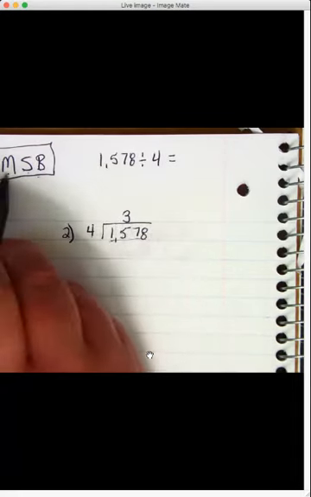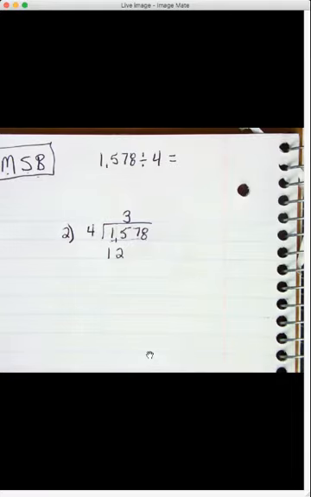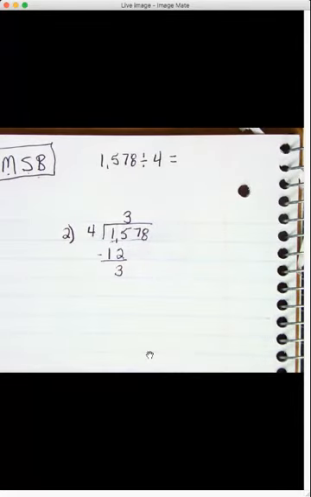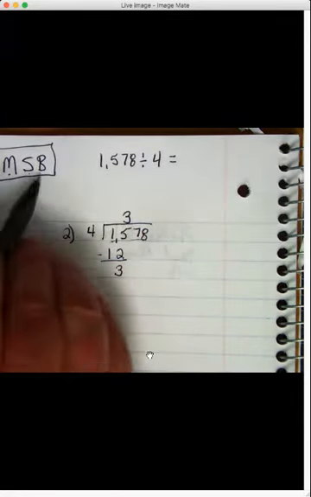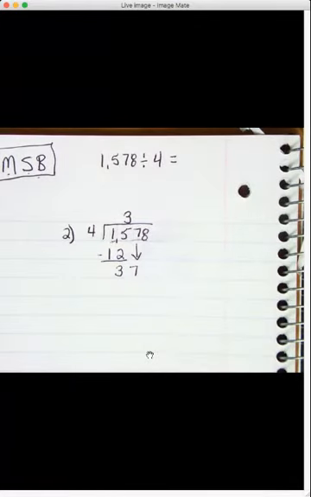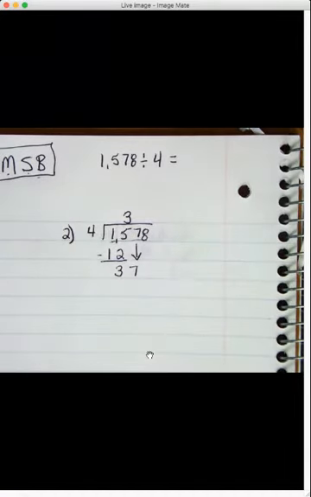That was daddy divide. Now we mama multiply. 3 times 4 is 12. Sister subtract. 15 minus 12 is 3. And then brother bring down the 7. Okay. Now we've got 37 divided by 4. This is when you got to know your facts. Otherwise, you're just guessing. So keep practicing those facts.